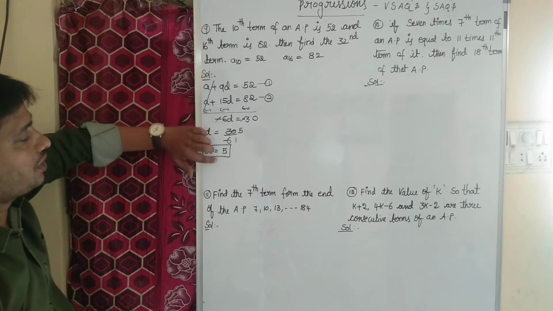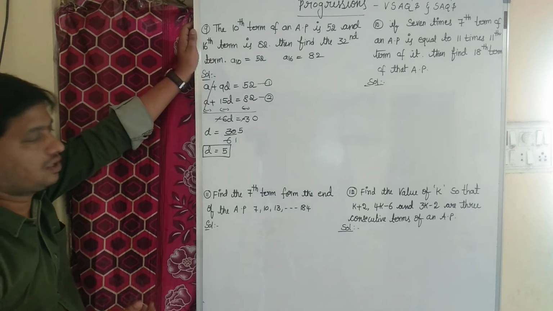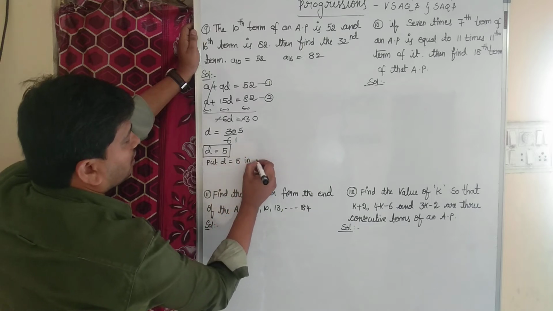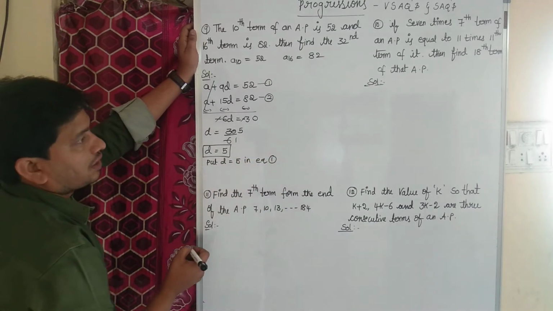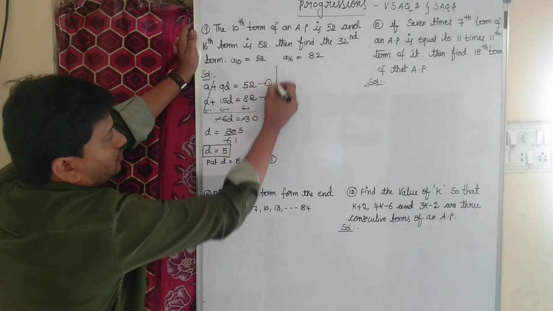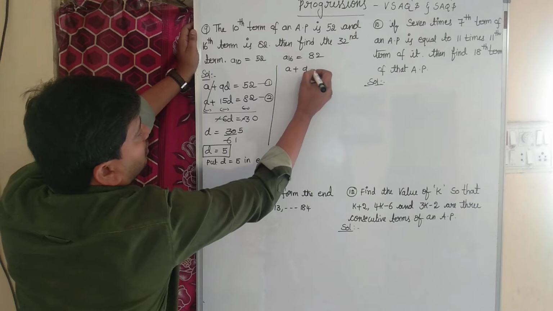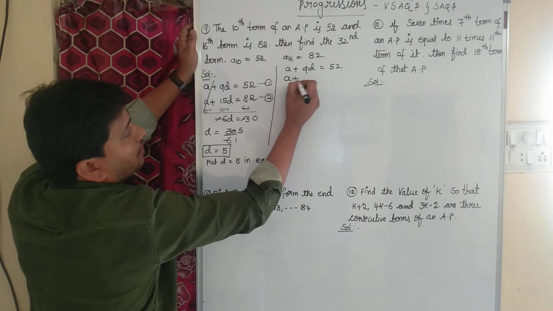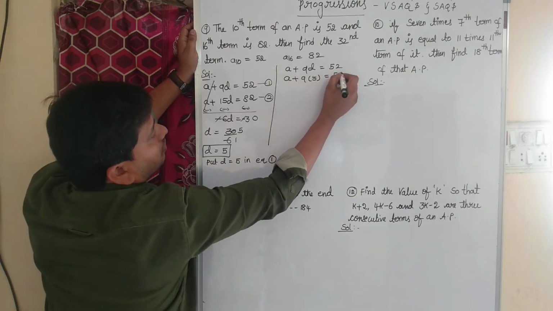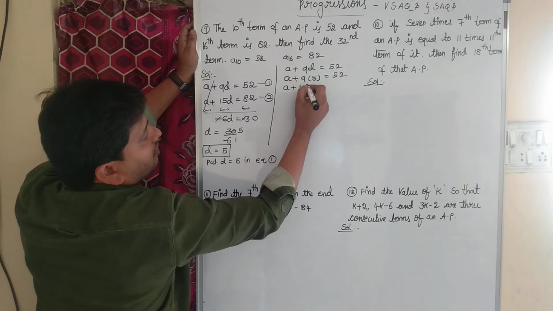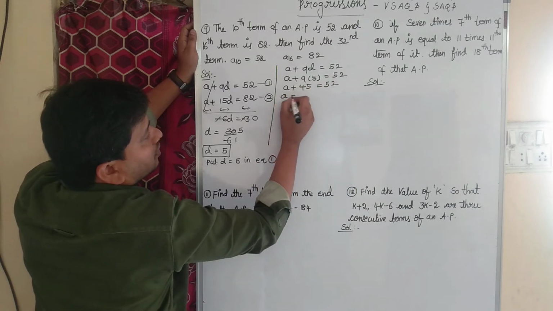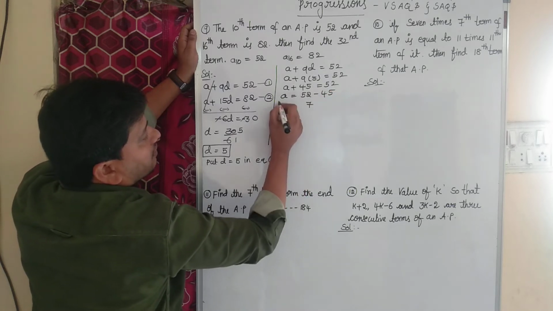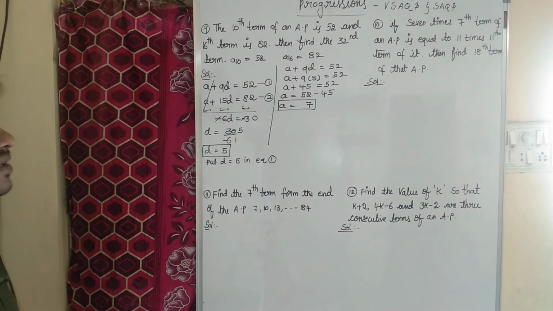Okay. Now substitute d equal to 5 in equation number 1. You will get the a value. As equation number 1 is a plus 9d equal to 52. We got the value of d is 5. a plus 9 into 5 equal to 52. a plus 45 equal to 52. So a equal to 52 minus 45, which is 7. So what is the value of a? The value of a is 7.